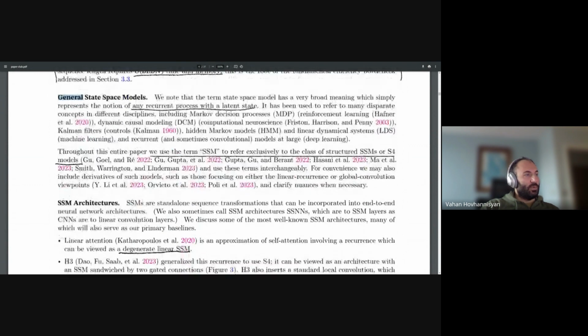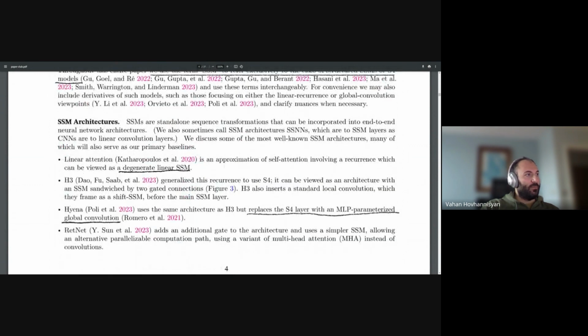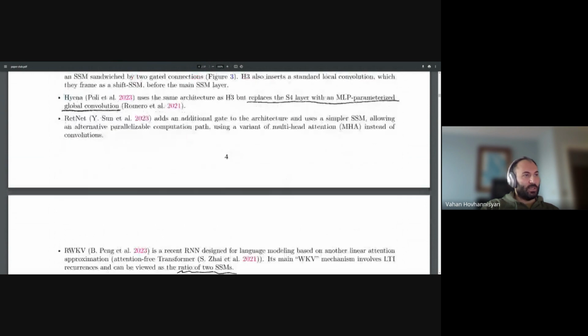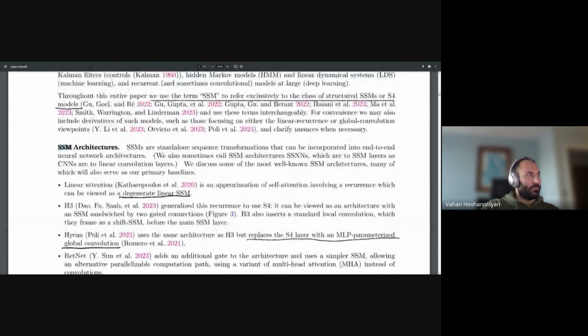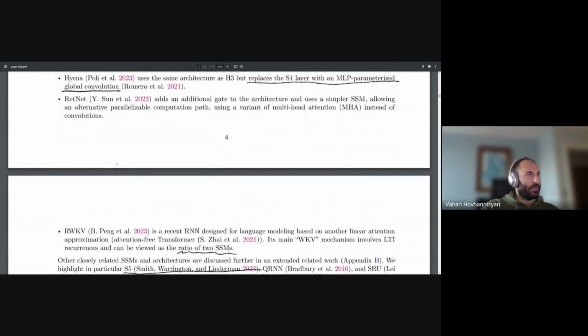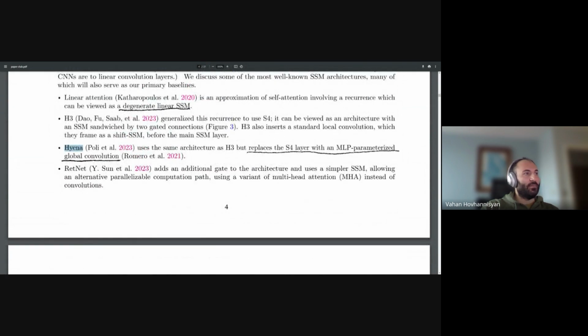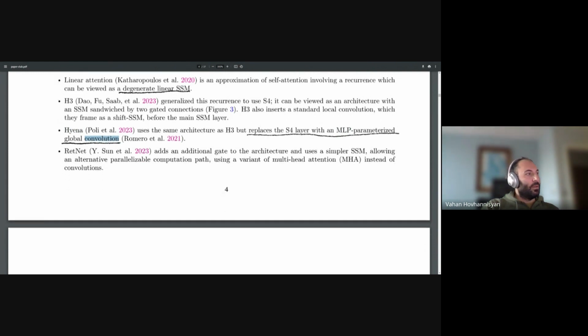General state space models, we spoke about those. That was the architecture above. So selective state space architectures are models similar to what we have here. I guess we don't need to go into too much detail. Hyena is a similar one. It replaces the S4 layer with an MLP-parameterized global convolution. So you kind of add an MLP to the convolution. They call it global convolution because it's a convolution on the entire context window.